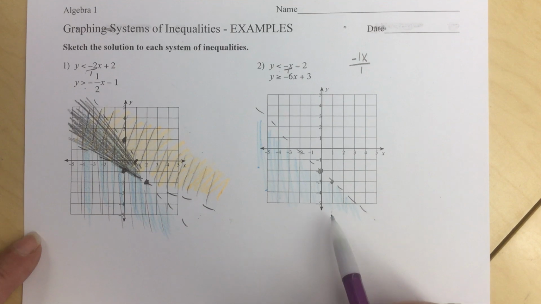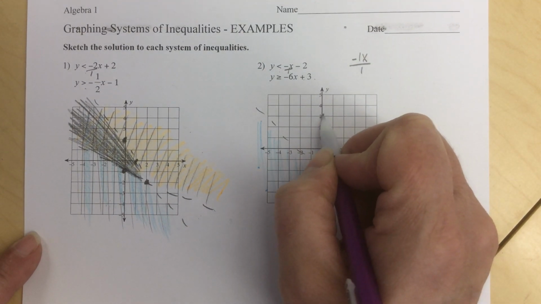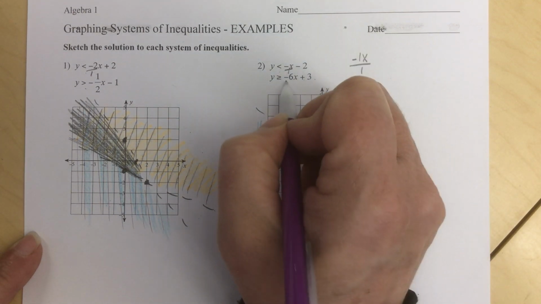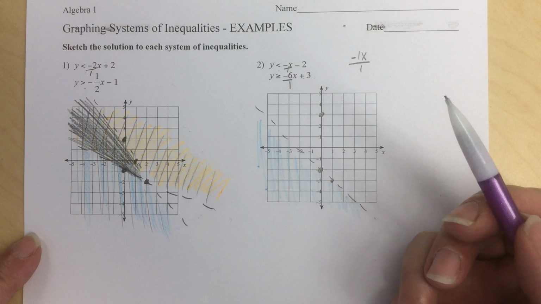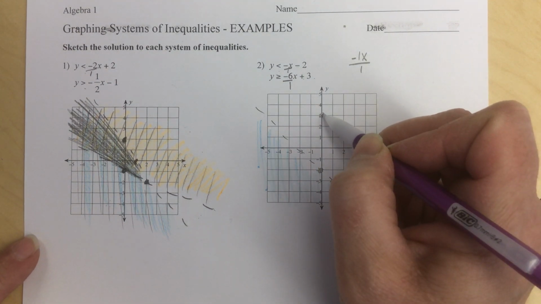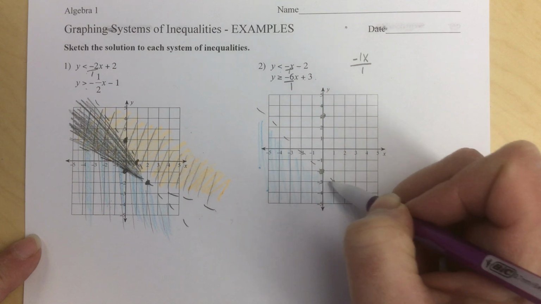Okay, so we've got the first one done. Now we've got to go to the second one. So you go up to +3 on the y-axis, and you start there. -6 is like -6/1. Remember, you've got to make it a fraction so you can do your slope. So from that point, we're going to go down 6. 1, 2, 3, 4, 5, 6 over 1.